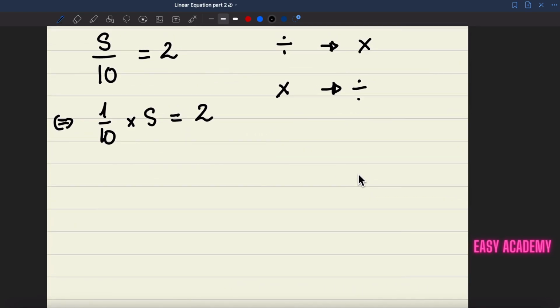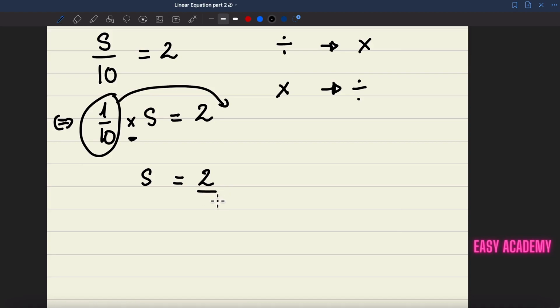In our problem, I want to keep S on the left side and move everything else to the right side. I want to move 1 over 10 to the right side. So what do we do? Here is a multiplication. So if I want to move it, I need to change the math into division, which means 2 divided by 1 over 10.